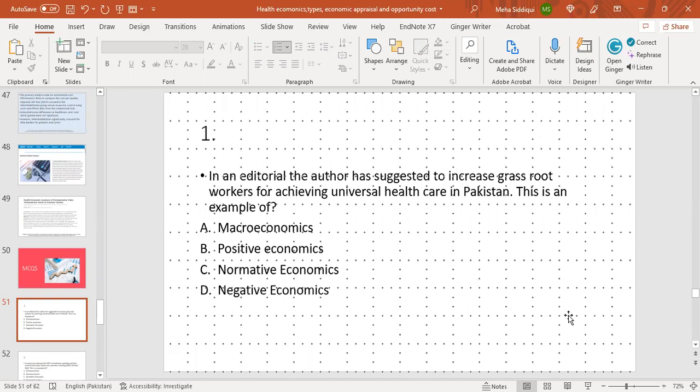Any idea about the right guess? C. Yes, C is the right option, normative economics, because in this scenario, a judgmental view is being given by the author that by increasing grassroots workers, it would lead to the achievement of universal healthcare.